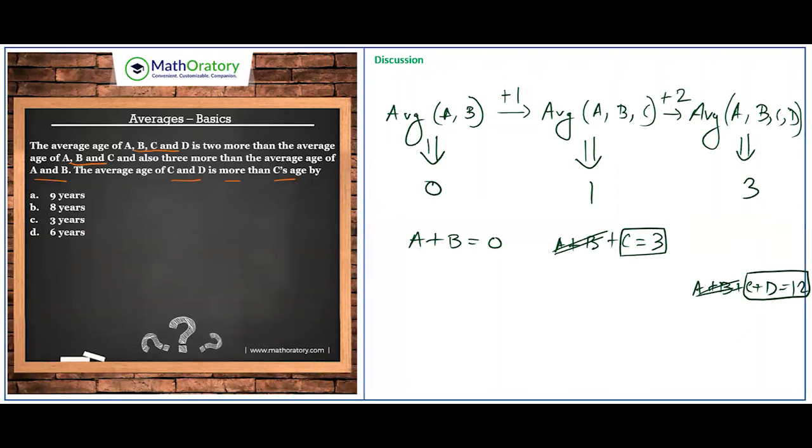So if C plus D is equal to 12, the average of C and D, this is just two people, should be 6, half of the total. So the average of C and D is 6, C is 3. So how much more is the average than the age of C? So that is 3 years, right? 3 to 6, that's an increase of 3 years. So that is it. Very simple problem. I hope that was understood. Thank you.